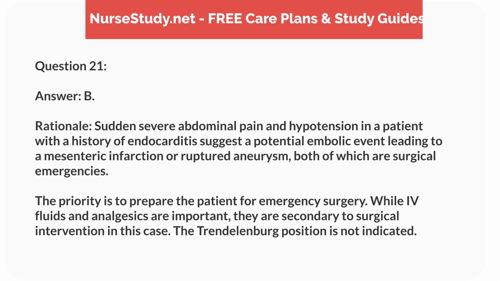Answer B. Rationale: sudden severe abdominal pain and hypotension in a patient with a history of endocarditis suggest a potential embolic event leading to a mesenteric infarction or ruptured aneurysm, both of which are surgical emergencies. The priority is to prepare the patient for emergency surgery. While IV fluids and analgesics are important, they are secondary to surgical intervention in this case. The Trendelenburg position is not indicated.